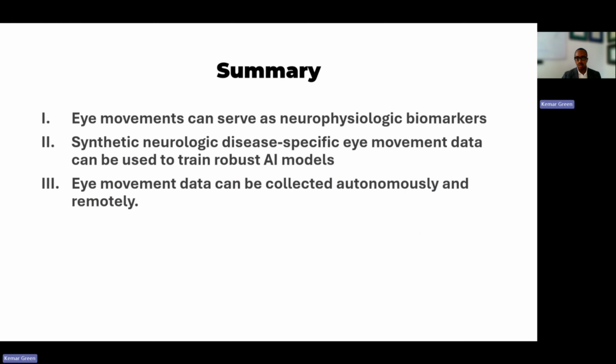In summary, eye movements can serve as a physiologic biomarker. Synthetic neurologic disease-specific eye movement data can be used to train robust AI algorithms. We've seen that multiple times. And eye movement data can be collected autonomously and remotely.